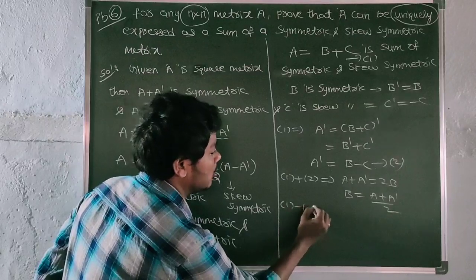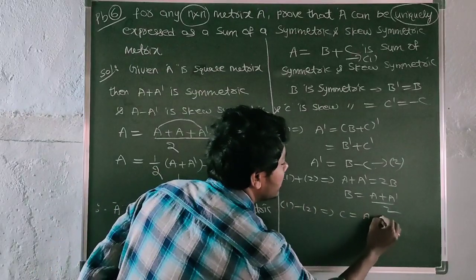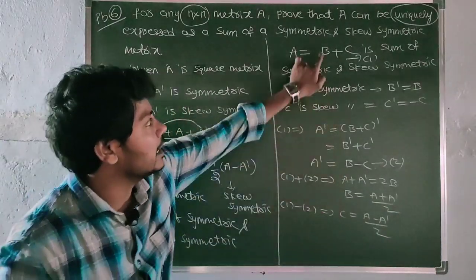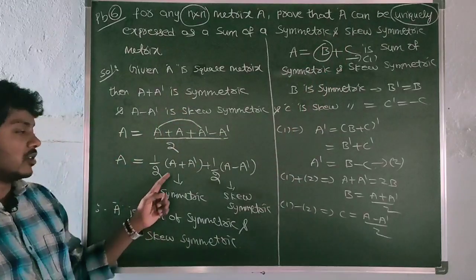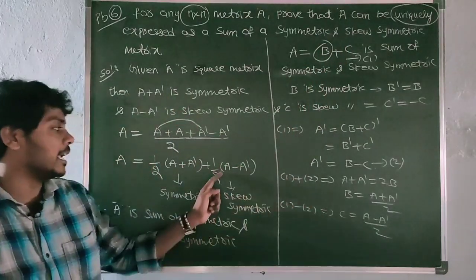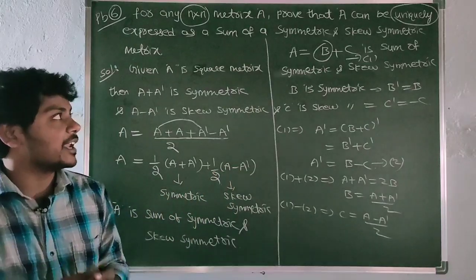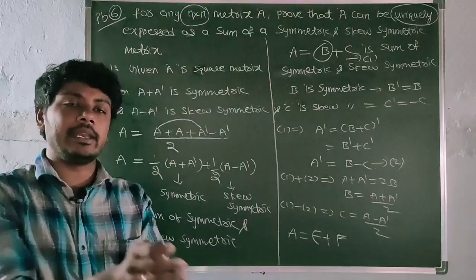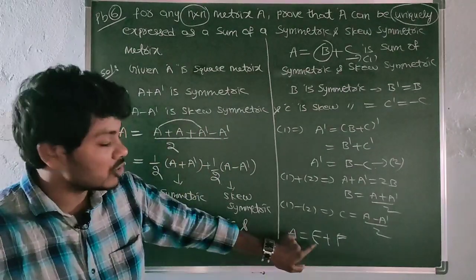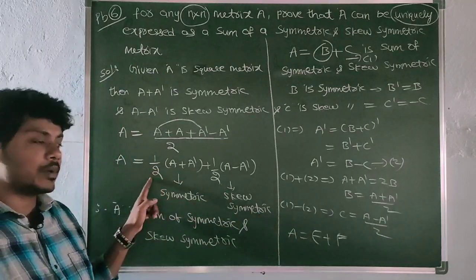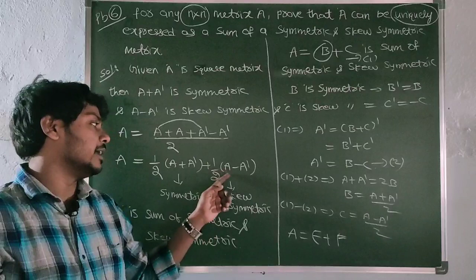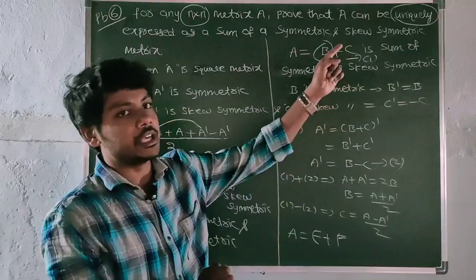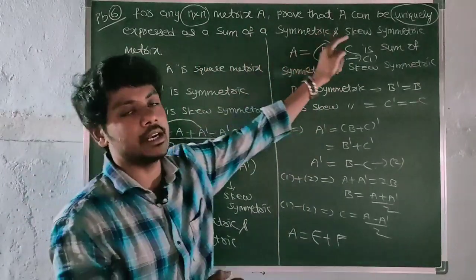Similarly, subtract 1 and 2. You get C is equal to A minus A transpose by 2. So what B value did you get? A plus A transpose by 2. And C also is A minus A transpose by 2. So for example, if A is some E plus F, a sum of symmetric and skew symmetric, in that case also you will get E is A plus A transpose by 2 and F is A minus A transpose by 2. So from this we can say that A can be uniquely expressed as a sum of symmetric and skew symmetric.